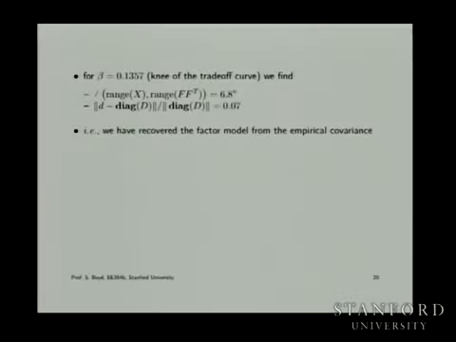In this case, if we take 0.1357, that's the knee of the trade-off curve, you find that the angle between the subspace, which is the range of X, and the range of FF transpose is 6.8 degrees. And we nailed the diagonal entries. We actually got the firm-specific volatilities within about 7%. So this is just an example of this kind of thing.